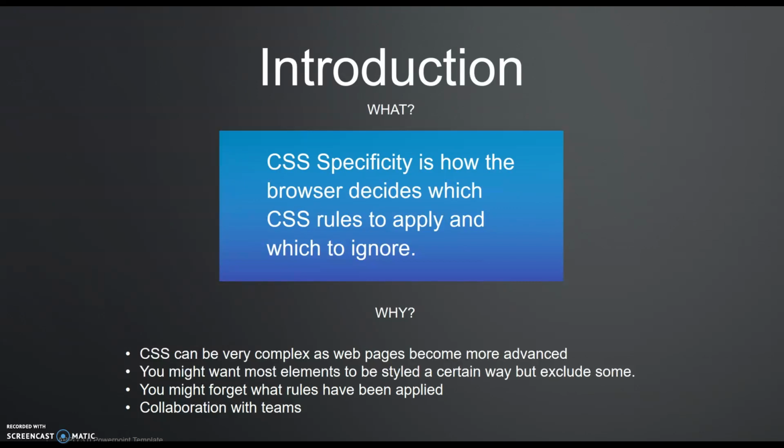And because of the complexity of the style sheet, you might forget which rules you've styled or where they are, and so you need to be able to find where the problem might be. This becomes especially important when you're collaborating with teams and working on the same project. You need to be able to be very clear about what you're trying to do in the style sheet.